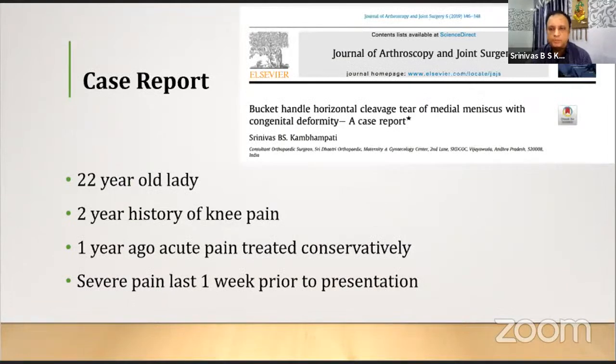Part of this case has been published. The relevance of this case to the arthroscopic surgeon is due to the intra-articular pathology that is associated with the condition.